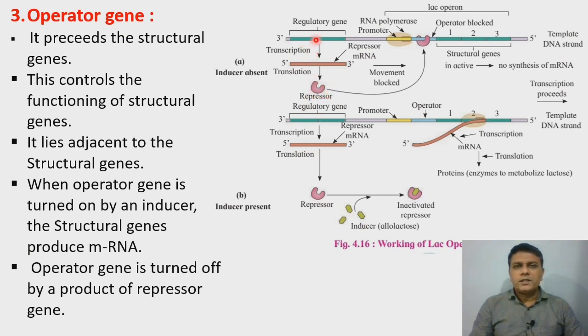This regulatory gene is also called the repressor gene, and this repressor gene will produce a repressor messenger RNA. Then the repressor messenger RNA will produce a protein called the repressor protein, and this repressor protein will join the operator site and it will be turned off.